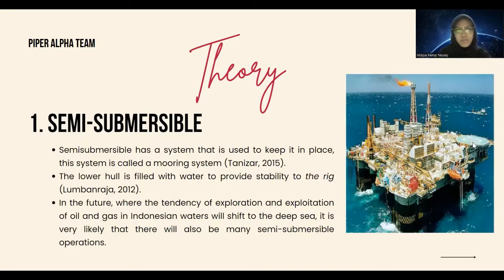The working system of this platform is that when air is expelled from the lower hull, the rig is not completely submerged to the seabed, but only partially. It is still floating above the drilling point. According to Lumban Raja, the lower hull is filled with water to provide stability to the rig. The use of semi-submersible as an offshore platform has been growing these past 3 decades. More than 120 semi-submersibles have been operated as offshore drilling platforms and also for other uses of offshore platforms, such as wind turbines, firefighting platforms, and also offshore hydrocarbon production activities.